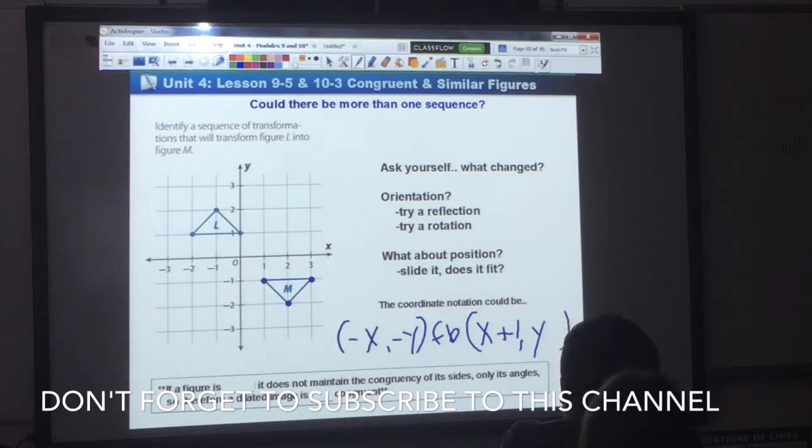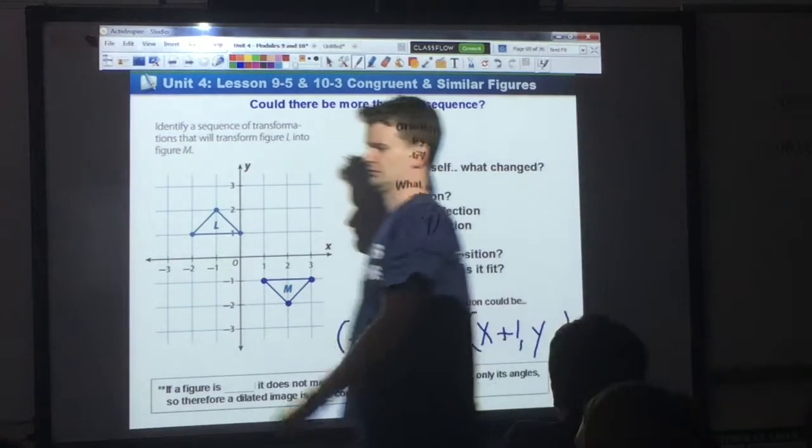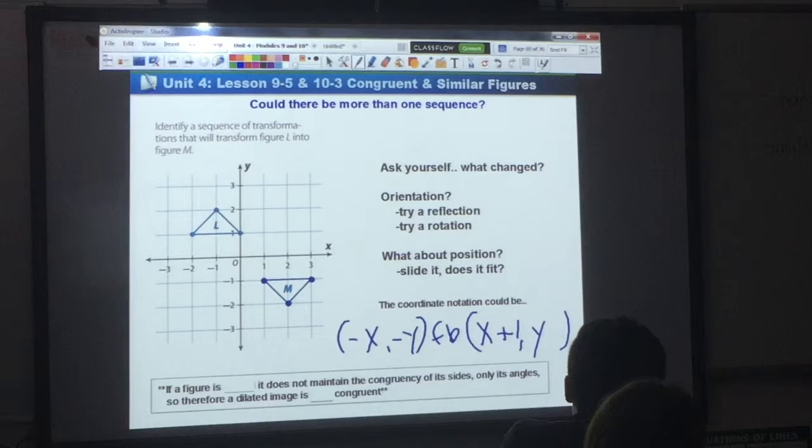Shimon, you have a question? If you move to the left, is it negative? Yeah, if you move to the left, translation is negative.